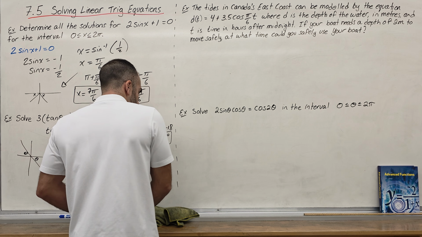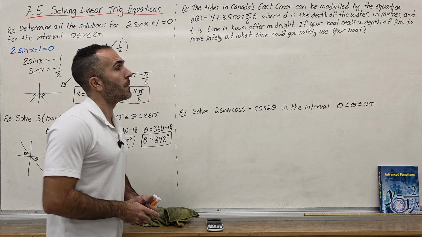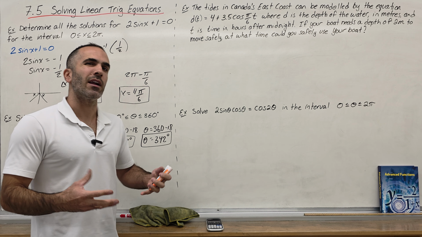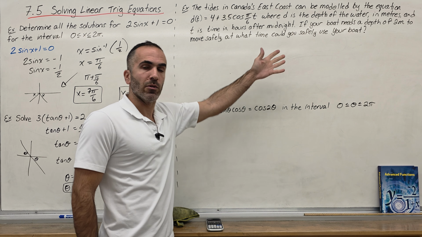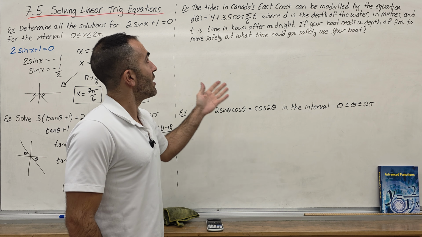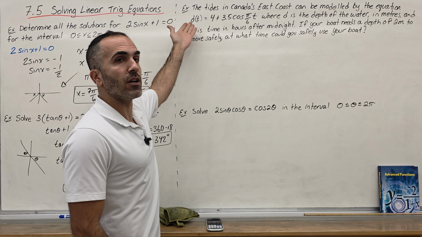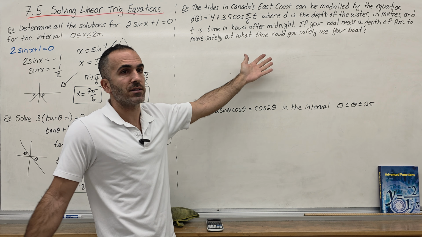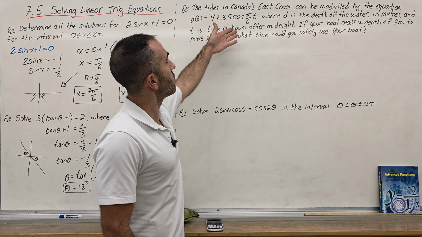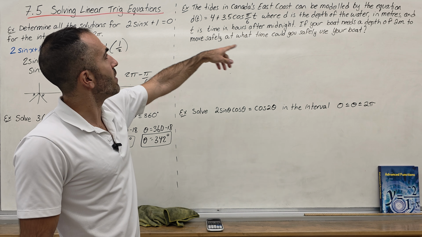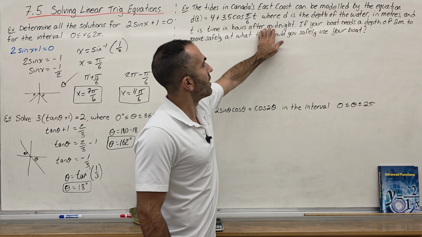Okay, now in word problems, even though we've done this in last chapter, even though we kind of didn't need to, when you come up with a formula for a word problem, you have to solve for when this formula equals a certain value, same question as the tide question in chapter 6. So the tides in Canada, East Coast can be modeled by the equation blah, where D is the depth of the water in meters and T is the time in hours after midnight.